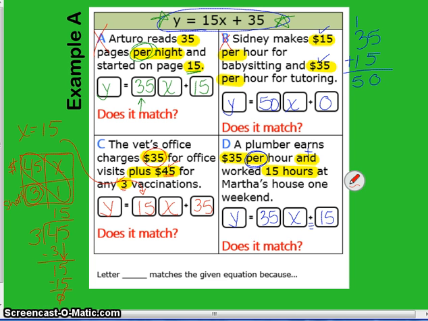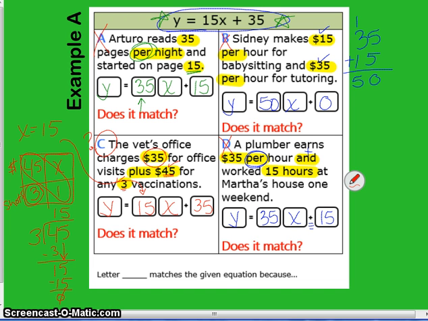Letter C, it says the vet's office charges $35 for office visits plus $45 for any 3 vaccinations, and I determined that my equation was y is equal to 15x plus 35. Oh, it definitely looks like it, so let's put a question mark there. Looks just like my equation, but let me look at the last one. The last one, I put y is equal to 35x plus 15. So again, it's backwards, so I can cross that out. So letter C is my answer.